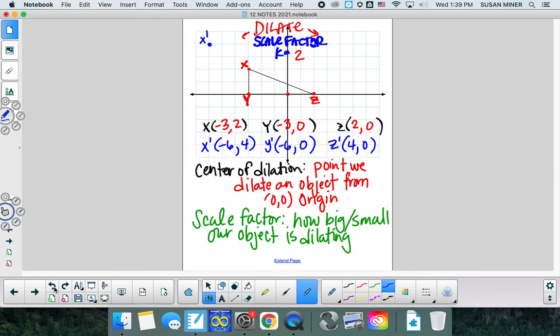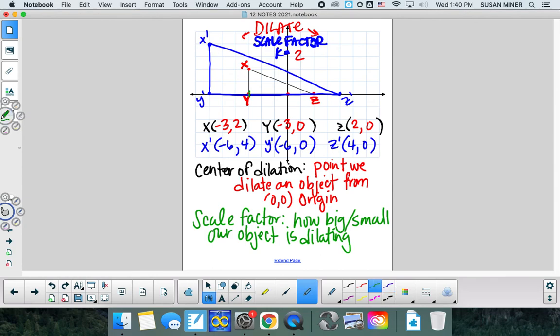So y was at -3, now it's at -6. That's going to be y prime. And z was at +2, now it's a +4, z prime. And then all I have to do is go through and reconnect my points, and I have made this shape 2 times bigger. Now let's prove to ourselves that we've actually dilated it 2 times bigger.